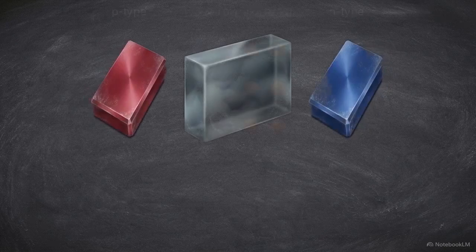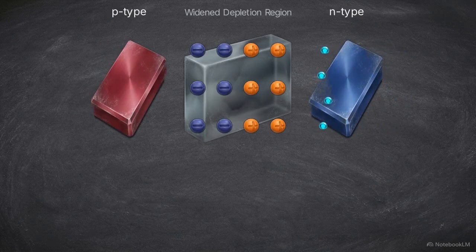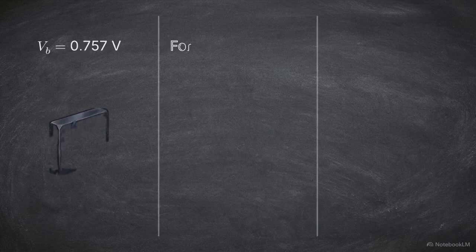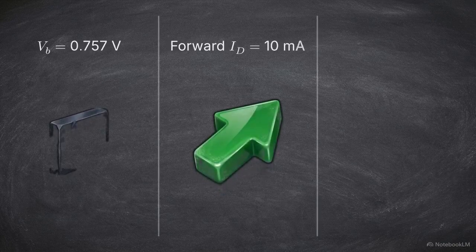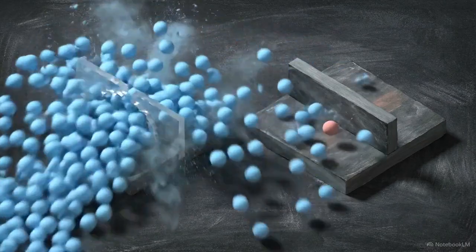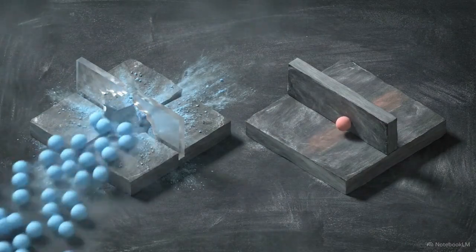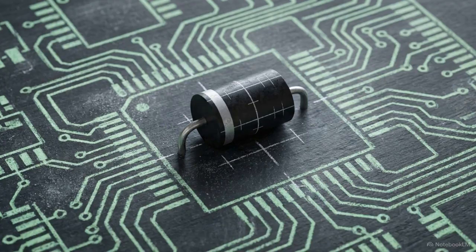This tiny result shows that the widened depletion region has successfully stopped the majority carriers, leaving only a negligible trickle of minority carriers. Our completed template shows 3 distinct states: a 0.757 volt internal barrier, a 10 milliamp forward flow, and a negative 1 picoamp reverse leakage. Comparing these shows the scale of the diode's control: 10 full milliamps in one direction versus essentially 0 in the other. Using these steps for any p-n junction problem provides the precise data needed to verify circuit operation.